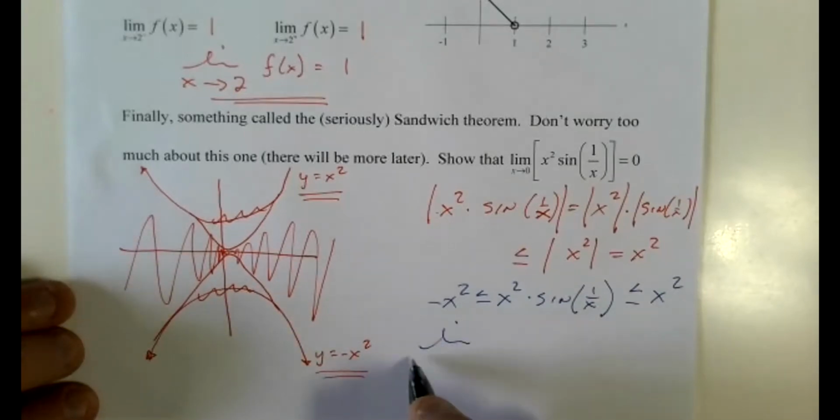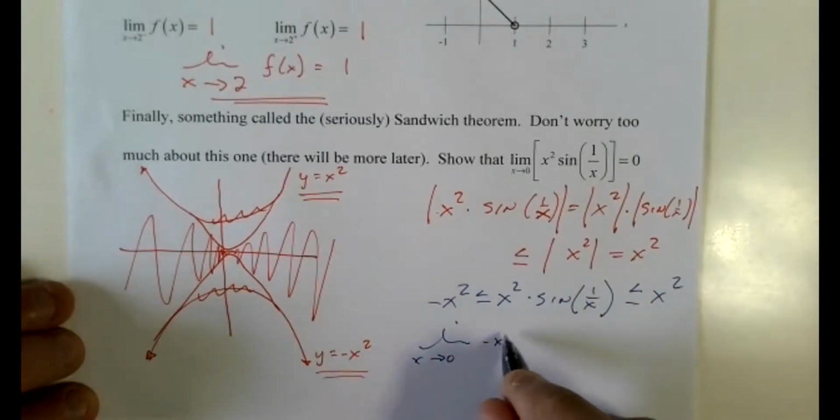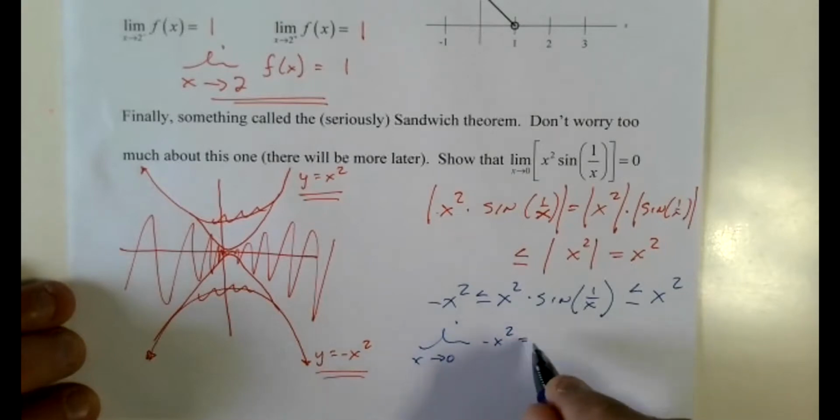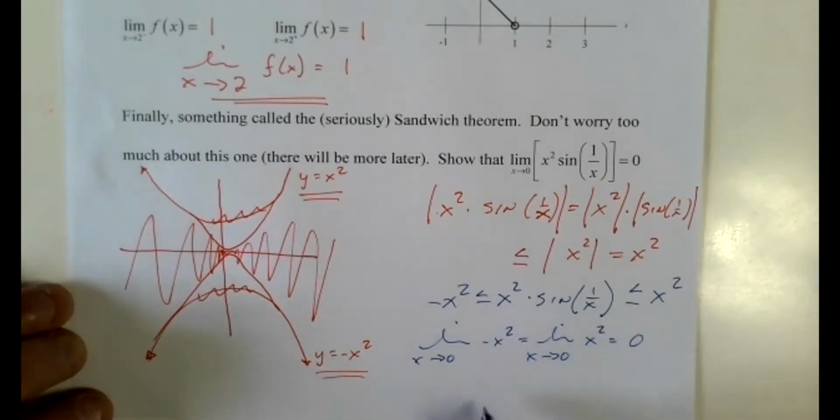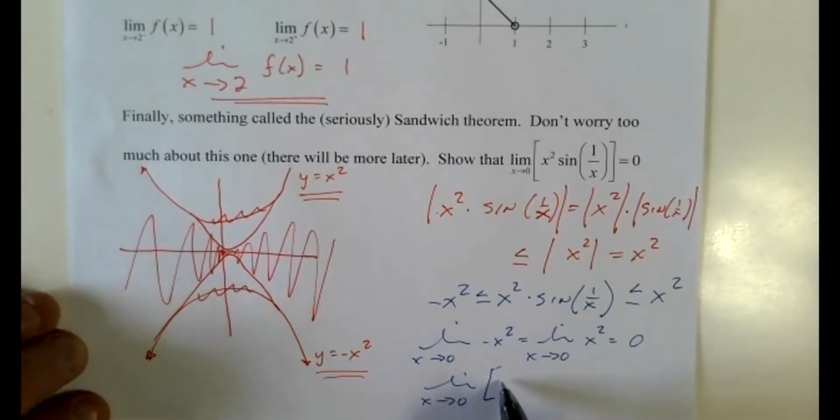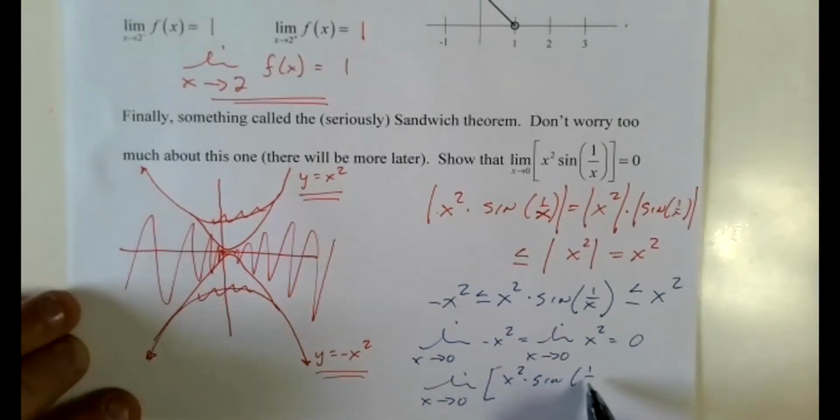So the limit as x approaches 0 of negative x squared is the limit as x approaches 0 of x squared is 0. And therefore, the limit as x approaches 0 of x squared times sine of 1 over x is 0.